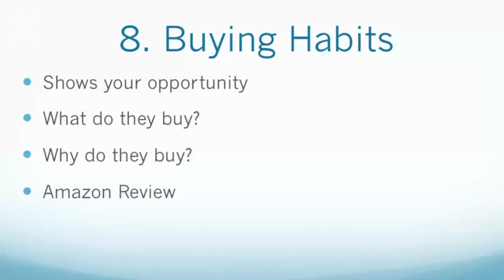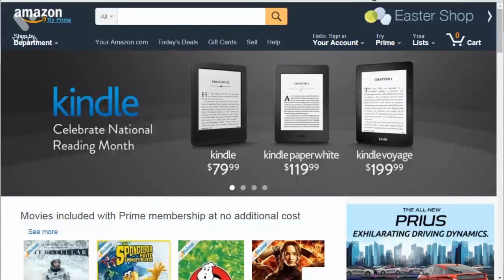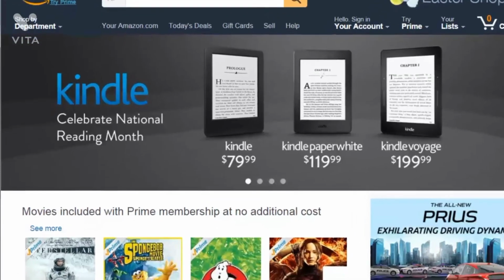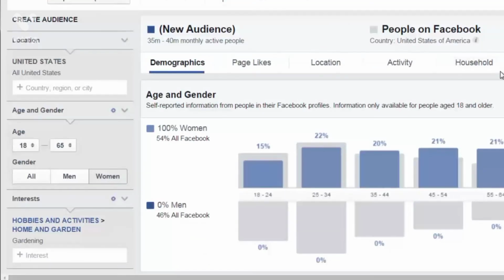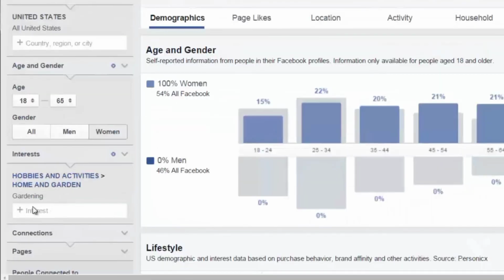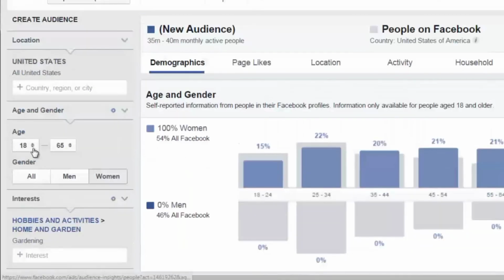So Amazon is going to reveal a lot of good data as far as buying habits go, and Facebook as well, as far as how much they spend, which is something that is not provided by a lot of tools. So this information is golden. What I recommend is that you do the same thing as earlier, so gardening.